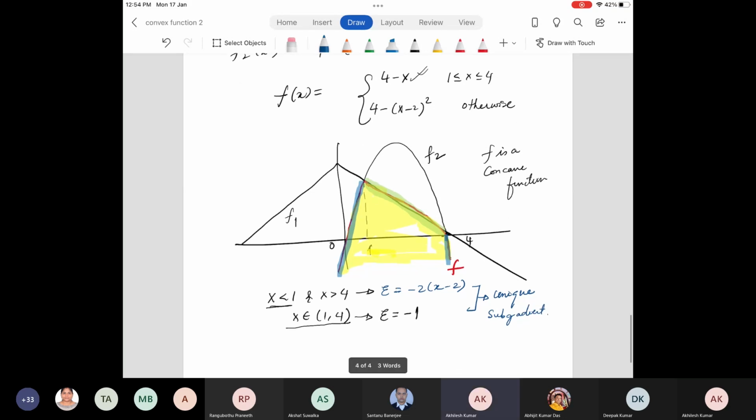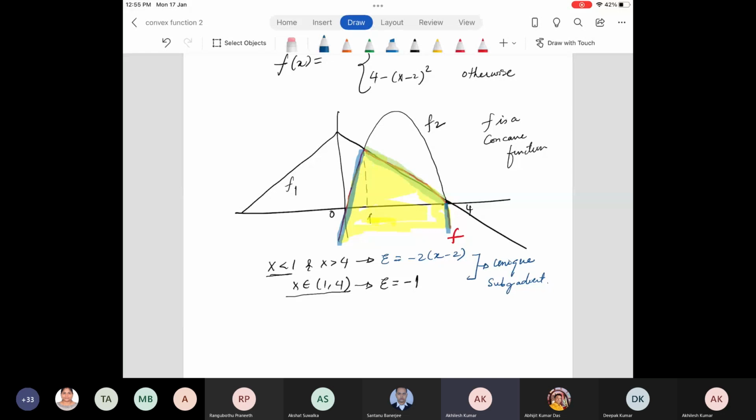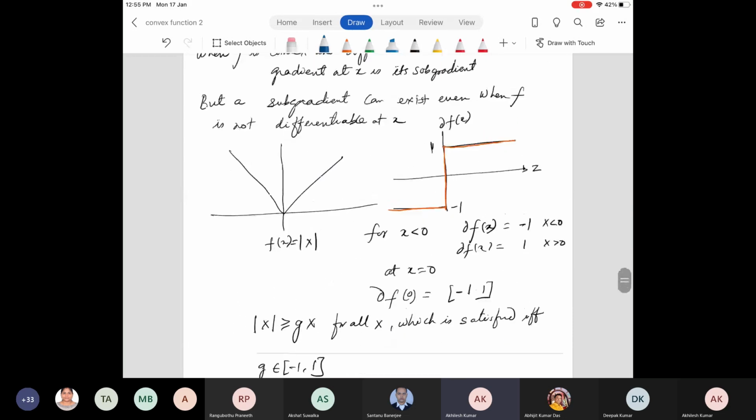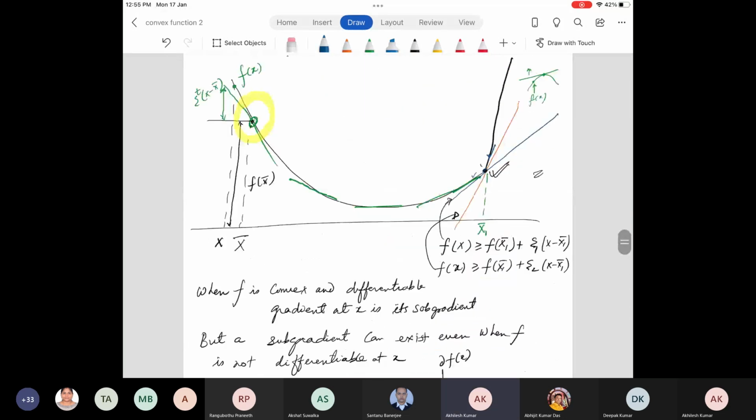You agree? What happens at x equals 1 now? One of the learnings from the subgradients we have seen is that wherever the function is differentiable, it will have a unique subgradient. You agree? Yes, sir.